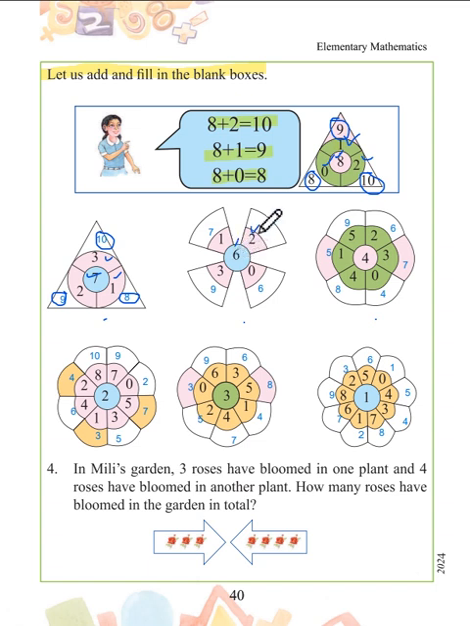6 plus 2 equals 1 2 3 4 5 6 7 8. 6 plus 0 equals 6, as 0 has no value. 6 plus 3 equals 1 2 3 4 5 6 7 8 9. 6 plus 1 equals 1 2 3 4 5 6 7.